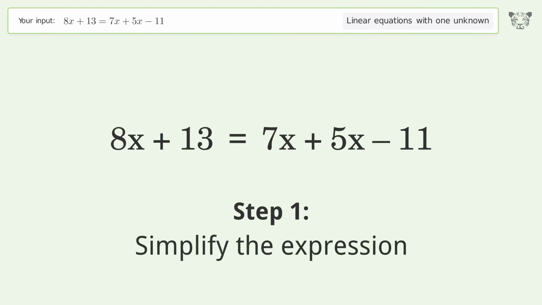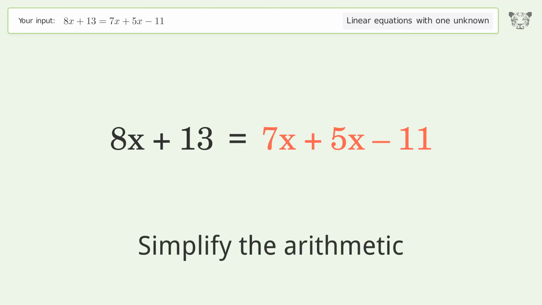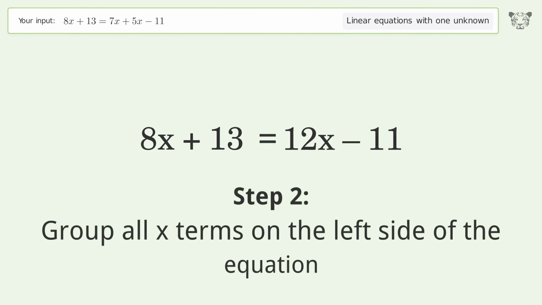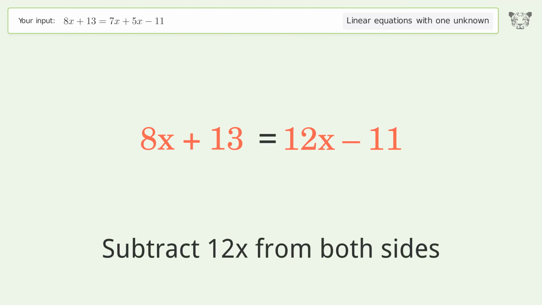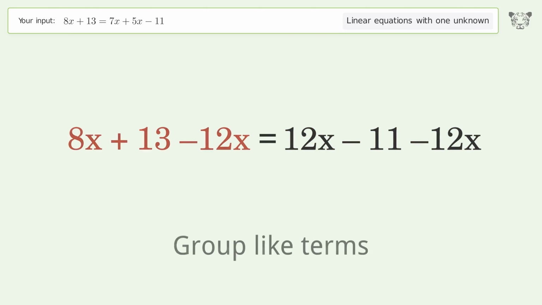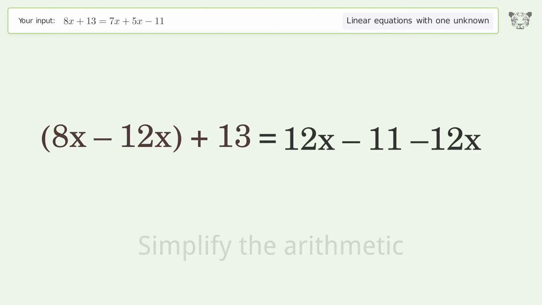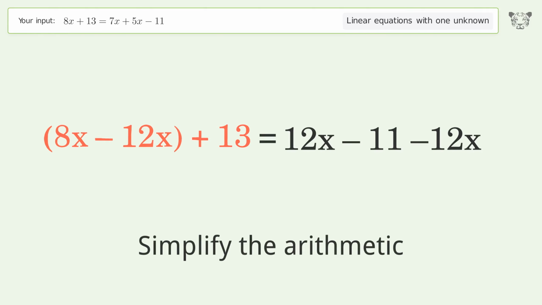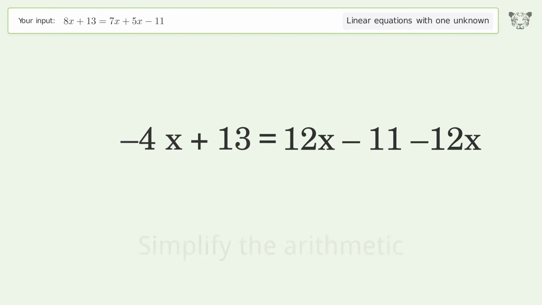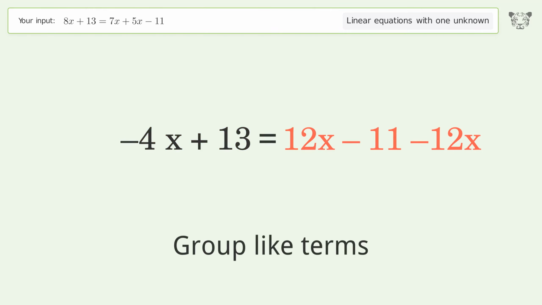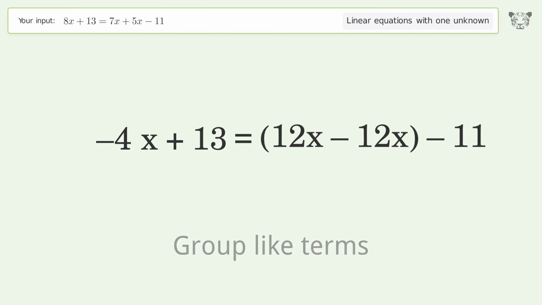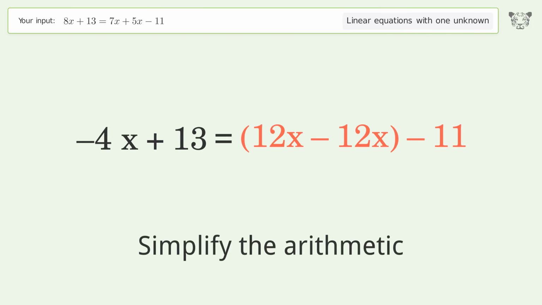Simplify the expression. Simplify the arithmetic. Group all x terms on the left side of the equation. Subtract 12x from both sides. Group like terms. Simplify the arithmetic. Group like terms. Simplify the arithmetic.